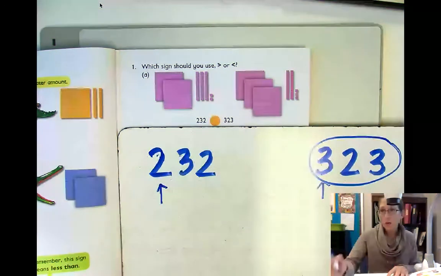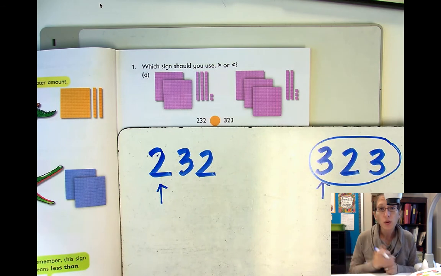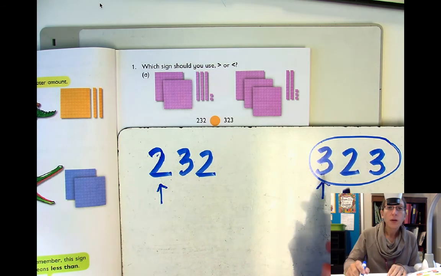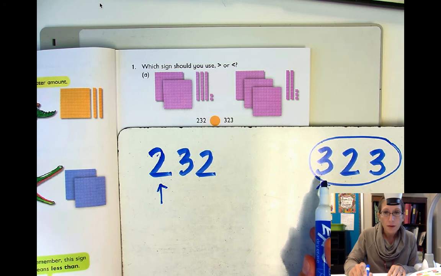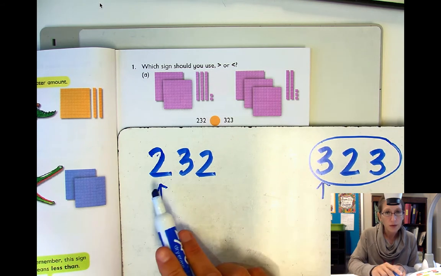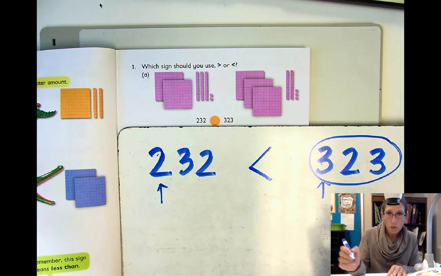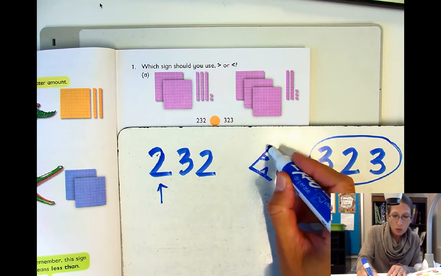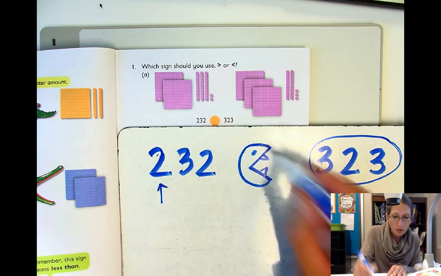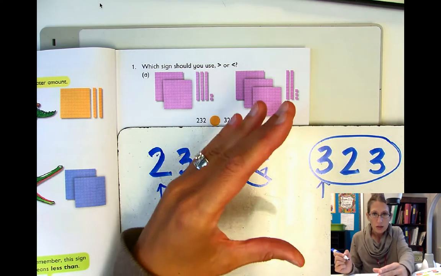If it helps you, when you're doing your workbook, you could just go ahead and circle the bigger one. That sometimes helps me too. Now I know for sure that 300 is bigger than this 200 number. Then I'm going to draw my little open mouth, my little creature who wants to always eat the bigger number. There we go. And he is going to eat this one.